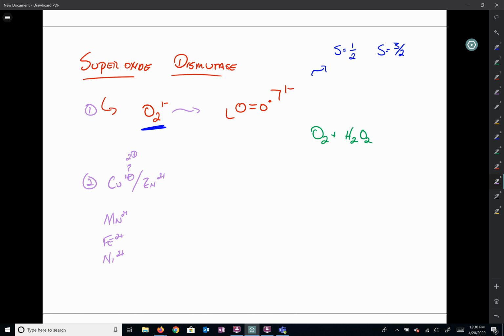But that's okay. So we've got a bimetallic system. The copper is going to be the active site, okay? The copper is going to be the active site. The zinc in this case is there for structural purposes, okay? Now, we haven't talked about this yet, but one of the purposes of some metal centers is that they're there purely for structural reasons. That means they're there to hold shape.